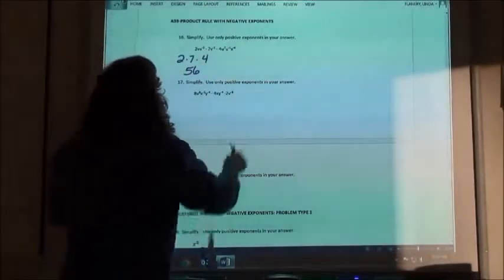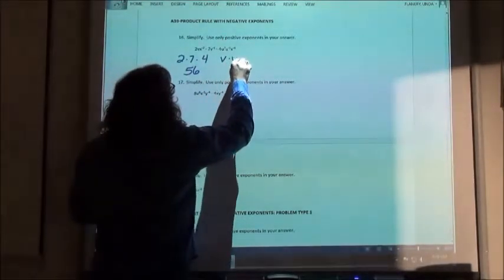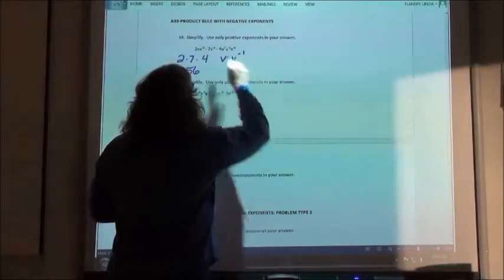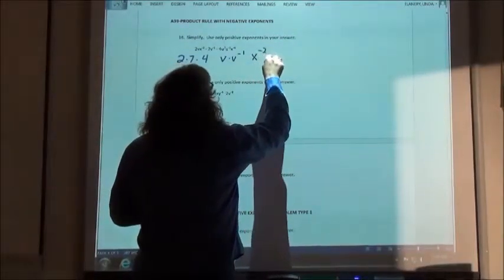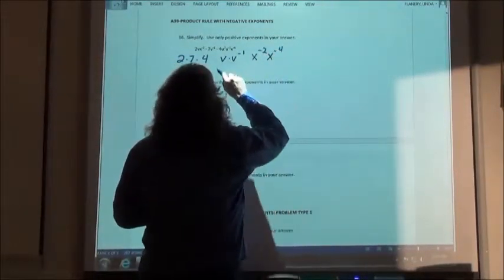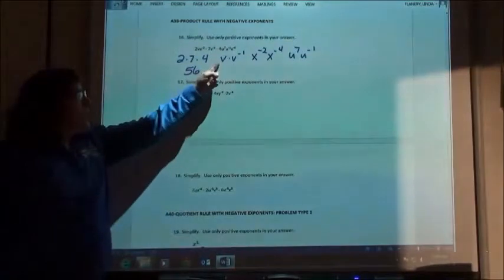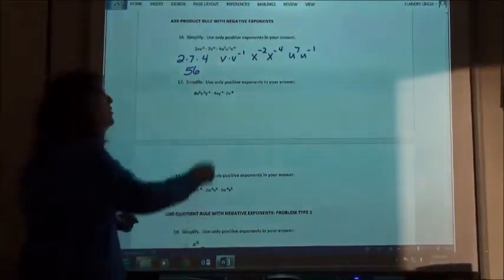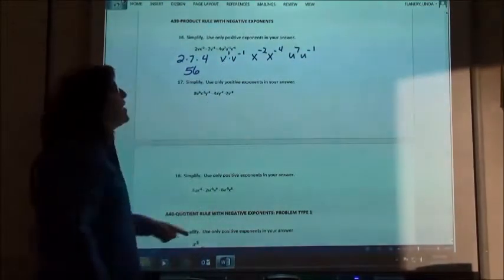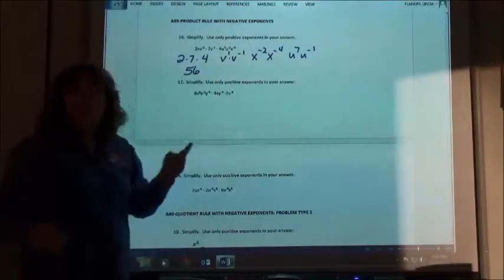And then grouping my variables, I have a v and a v to the negative 1. I have an x to the negative 2 and an x to the negative 4. And I have a u to the 7th and a u to the negative 1. Now on this one, v is v to the first. If I add my exponents, 1 minus 1 is 0. The v's are just going to be canceling each other out, going to be gone.